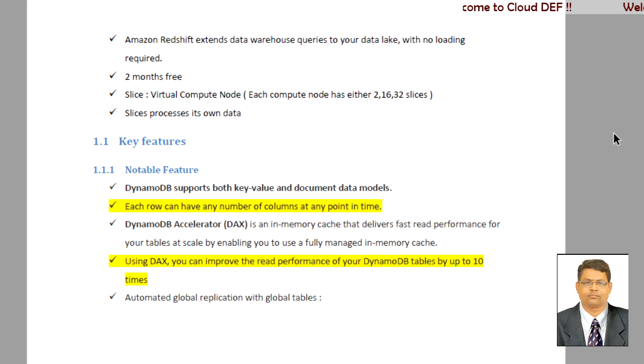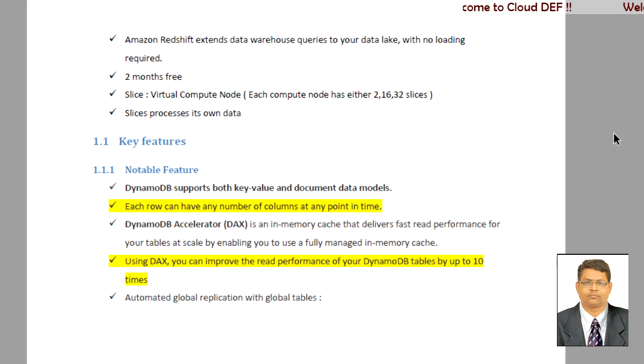Automated global replication with global tables. DynamoDB global tables replicate your data automatically across your choice of AWS regions. With global tables, your globally distributed applications can access data locally in the selected regions to get single-digit millisecond read and write performance. DynamoDB Streams.